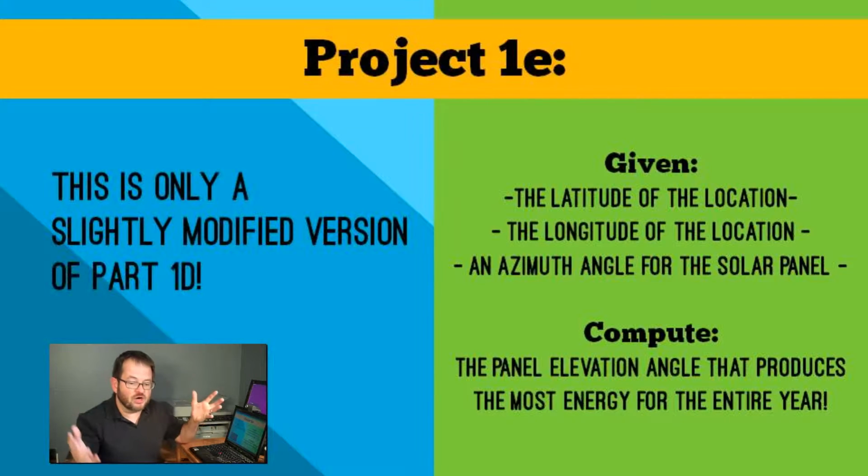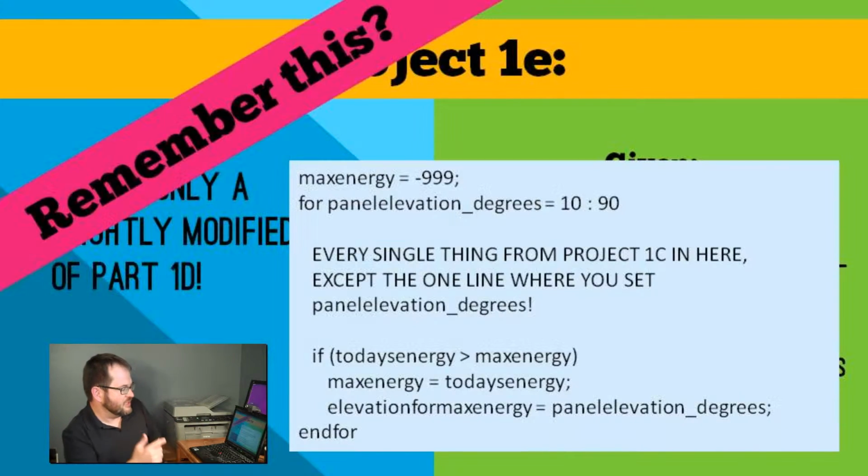The big overarching theme of this whole module: given a latitude and a longitude of a location, and given the azimuth angle for the panel, which we're going to assume is south, tell me what panel elevation angle produces the most energy over the course of a year. If your panel has to be fixed, like those panels out in the faculty parking lot at Creighton, what angle should you set them to generate the optimal amount of energy over the course of a year?